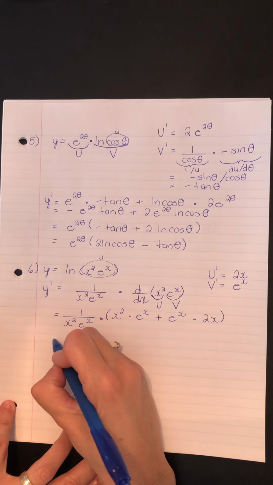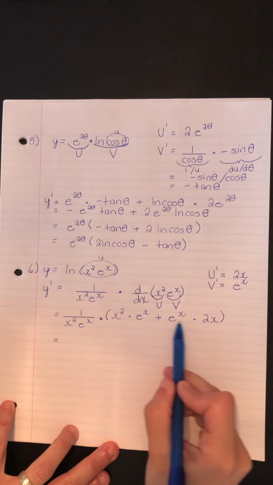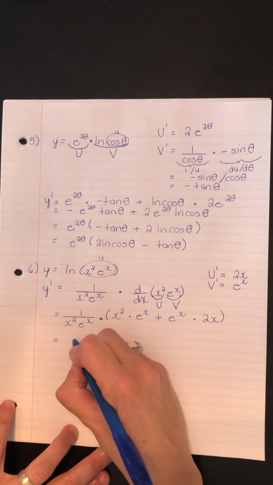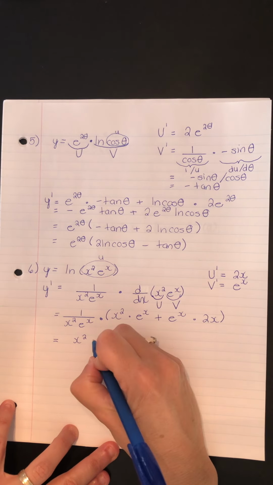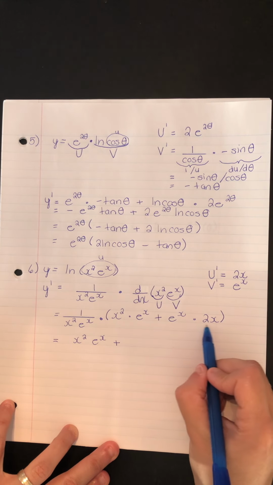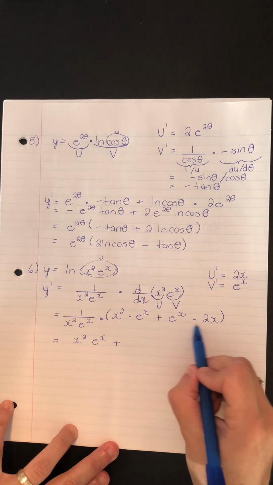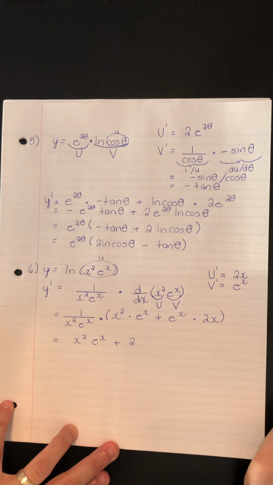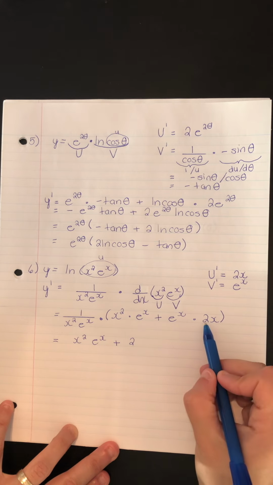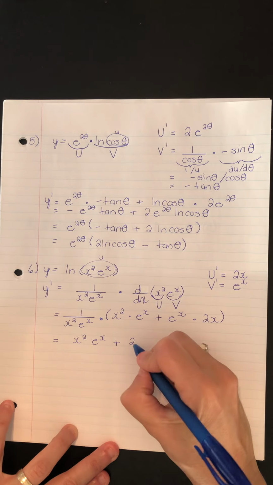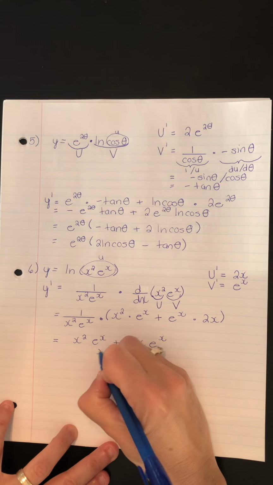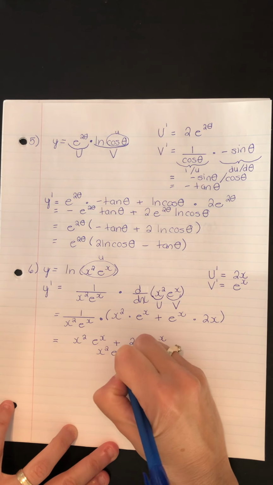Okay, but this is the same as having this in the numerator. So in the numerator now I have x squared e to the x plus, in this term, put the coefficient first. So the 2 first. Then it doesn't matter whether you put the x or the e to the x. That's up to you. But definitely the 2 in front. Okay, like that. Underneath is this.